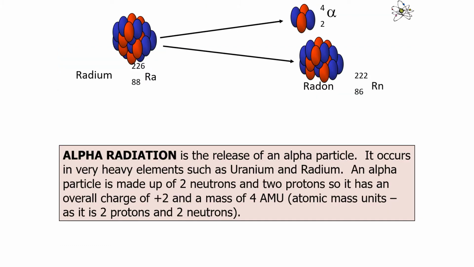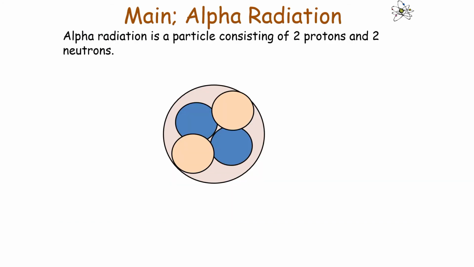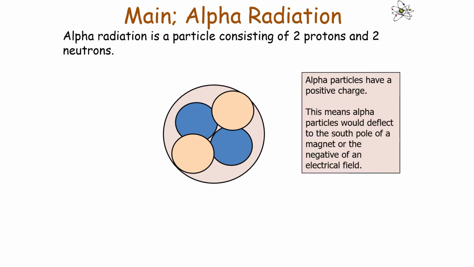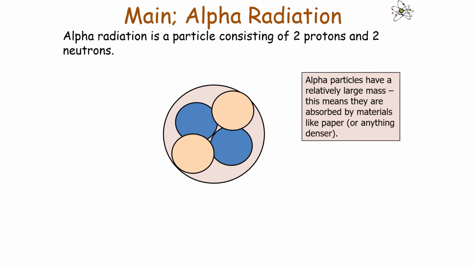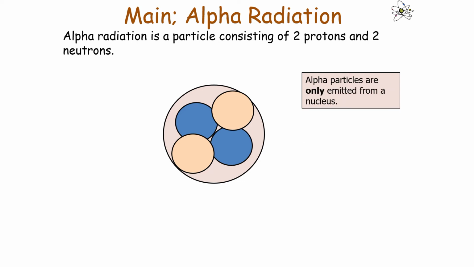So alpha radiation is the release of an alpha particle, and an alpha particle, like we can see, consists of 2 protons and 2 neutrons, so it has a positive charge. It means the alpha particles would deflect to the south pole of a magnet or the negative of an electrical field. Alpha particles have a relatively large mass, which makes them highly ionizing, so they can only travel about 5 centimeters in air. This means they're absorbed by materials like paper or anything denser. Alpha particles are only emitted from the nucleus of an atom.